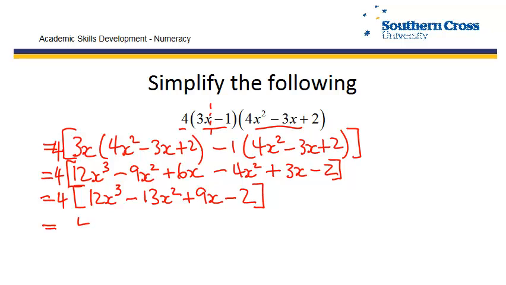So this becomes 48x cubed, take away 52x squared, plus 4 9s are 36x, and 4 2s are 8, so it's subtract 8.